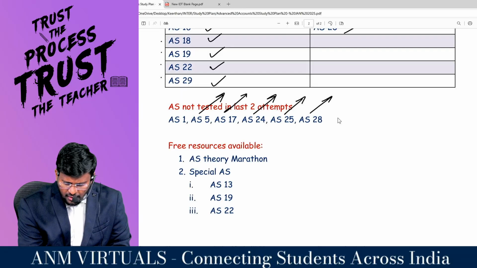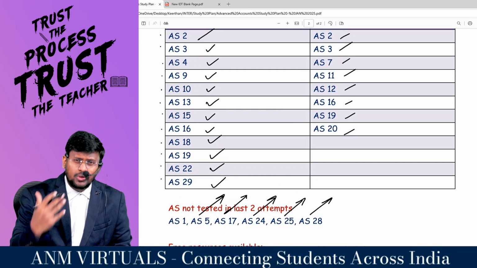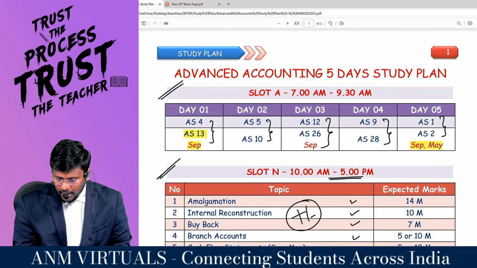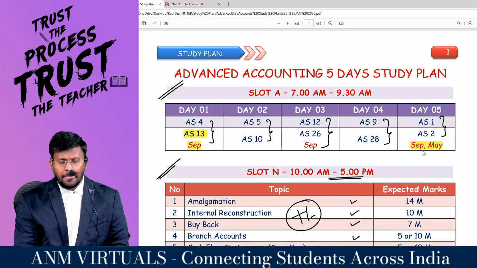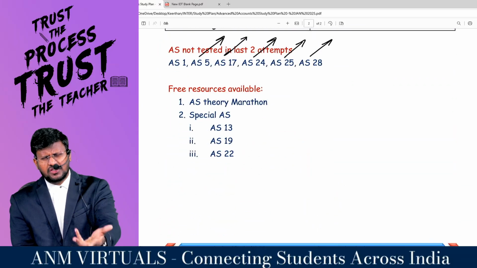Sir, this is the analysis we can give. There is no hard and fast rule that the same AS cannot be asked 2 times. If that is the case, what is with regard to AS2? Tell me. Sir, better revise everything, whatever you have studied to the extent.